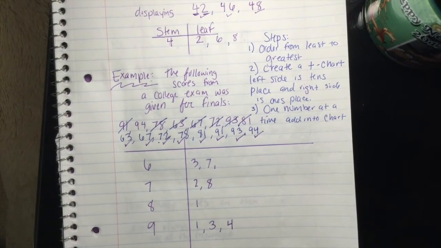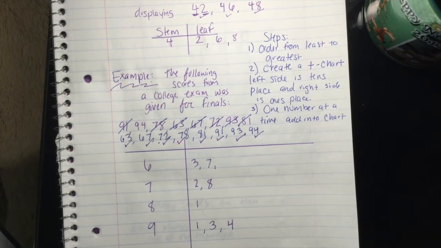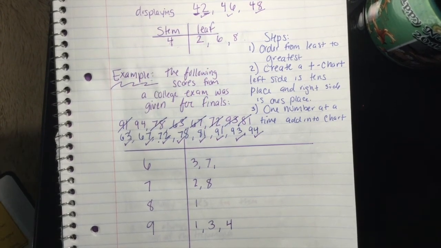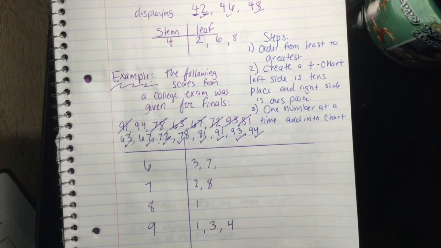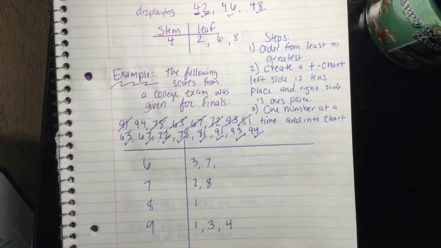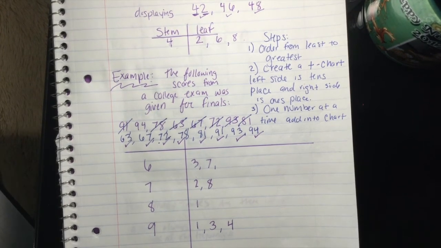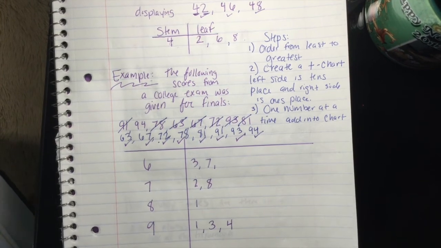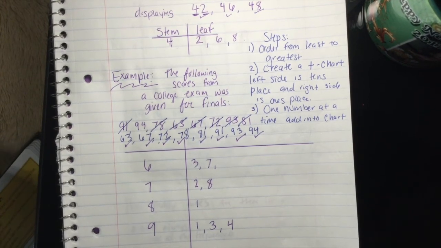All right, so stem and leaf plots are pretty simple. Just don't overthink it. You don't want to overthink how you are displaying the data. You are just doing the different stems and leaves for that data.